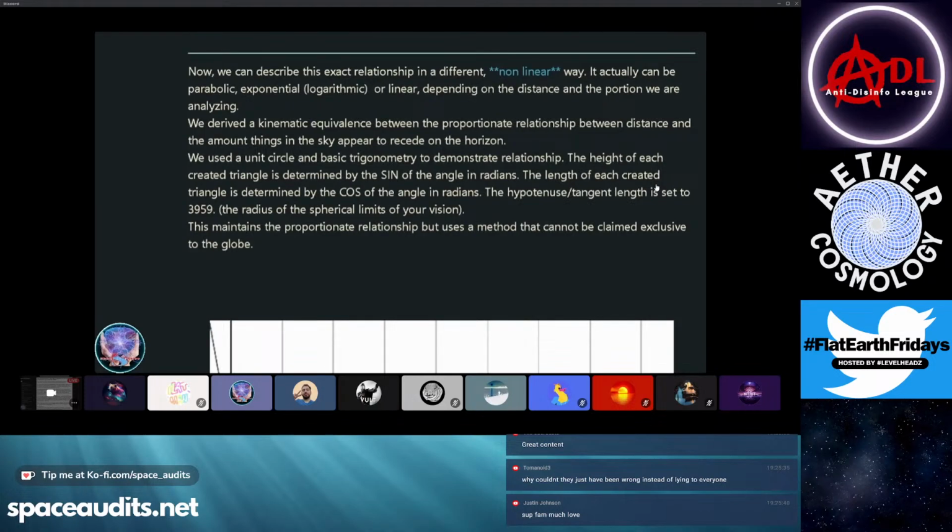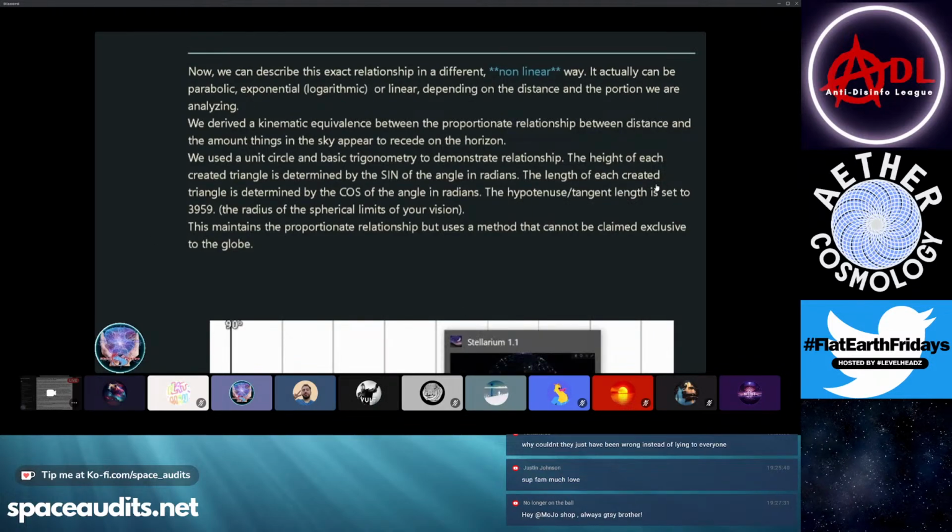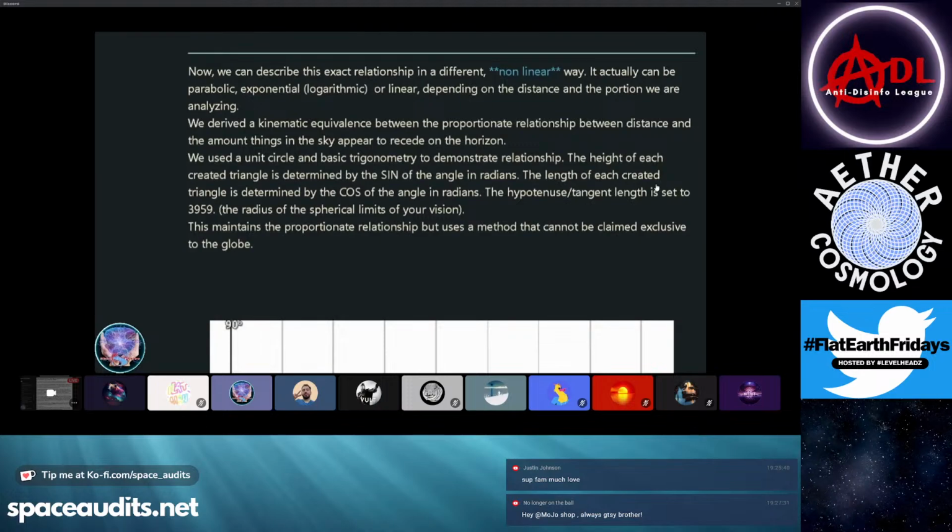So we derived a kinematic equivalence between the proportionate relationship between distance and the amount of things in the sky that appear to recede into the horizon. We use the unit circle and basic trigonometry to demonstrate this relationship. The height of each created triangle is determined by the sine of the angle in radians. The length of each created triangle is determined by the cosine of the angle in radians. The hypotenuse slash tangent is the 3959 visible spherical limit of your radius. Then this maintains proportionality but uses a method that cannot be claimed exclusive to the globe.